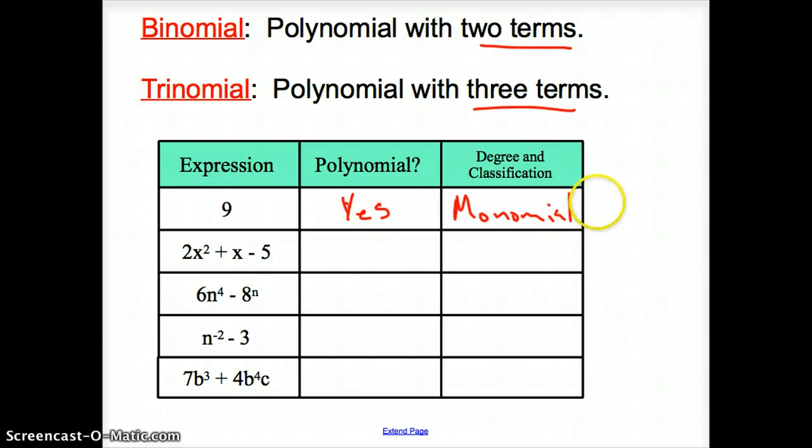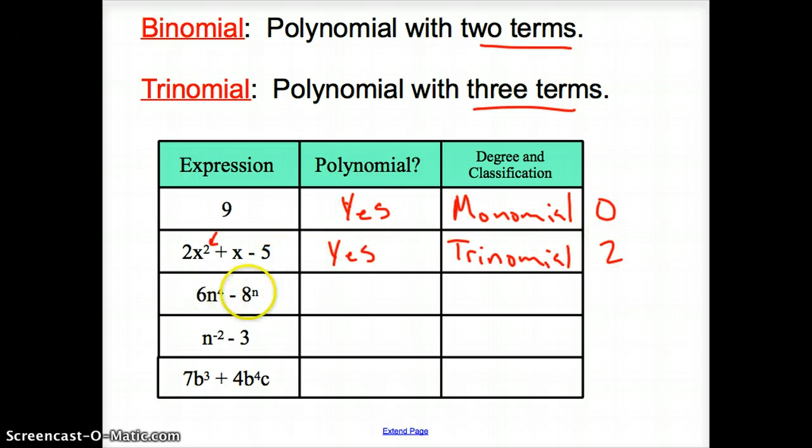And what's the degree of that? It is 0, because there are no exponents. Next, here we have 1, 2, 3 terms attached through addition or subtraction, so this is a polynomial. With how many terms? There are 3 terms, so it is a trinomial. And then, what is the degree? What is the highest power? It is 2.